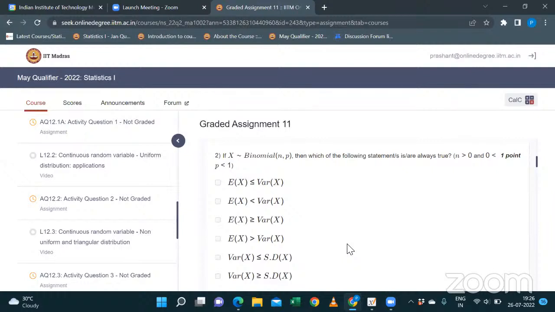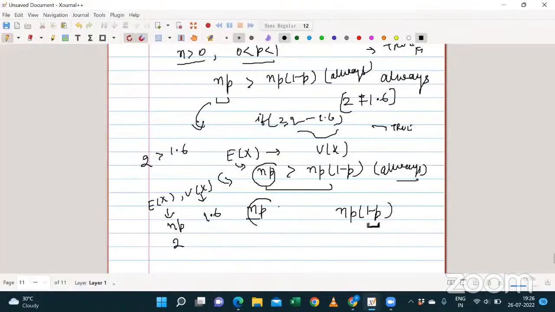In that sense, even the third statement will always be true. That is my only point that I wanted to convey. Okay, we'll check about that. Meanwhile, you understood these things, right?